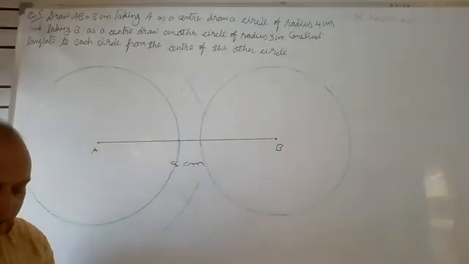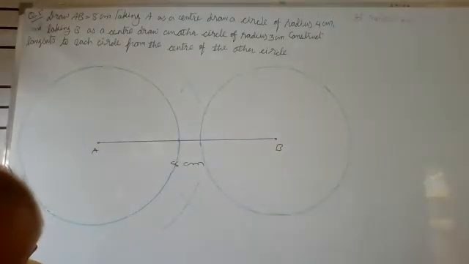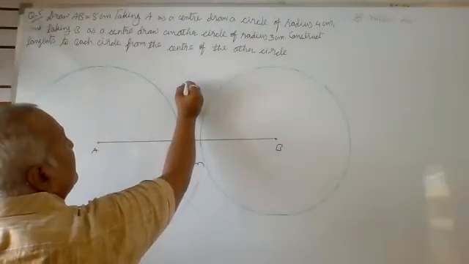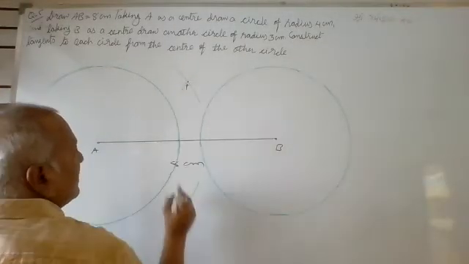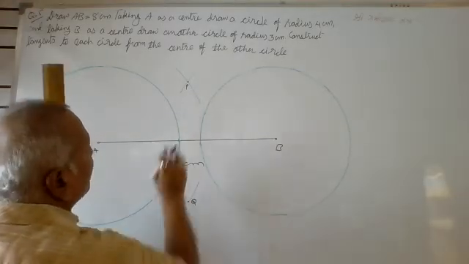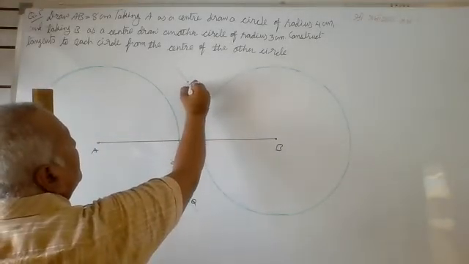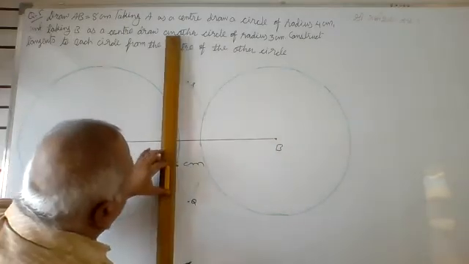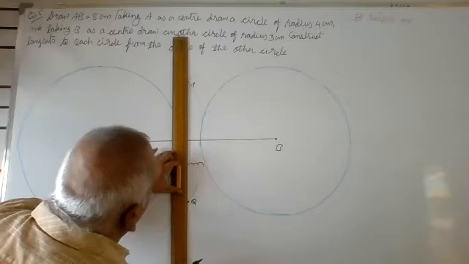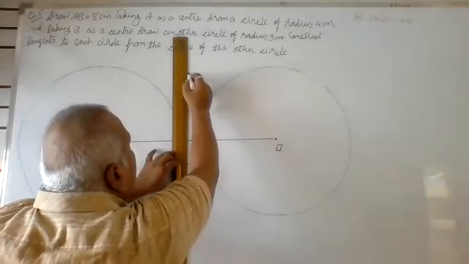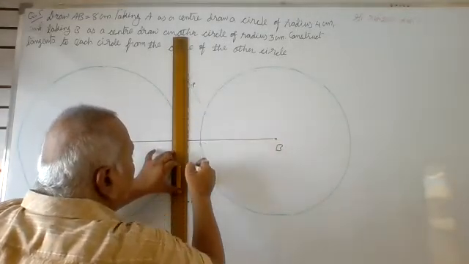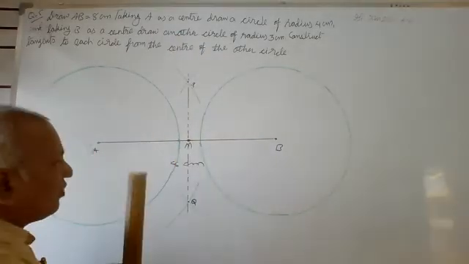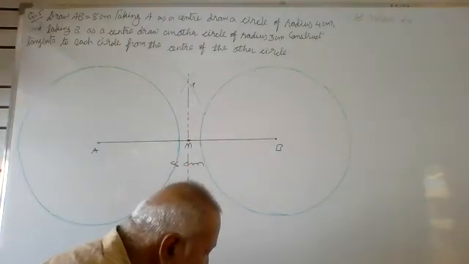Where both the arcs intersect, we have to draw the perpendicular bisector. We can say here it is P and it is Q. From P and Q we have to draw the line which intersects AB at M. This line intersects AB at M. M is the midpoint of AB.